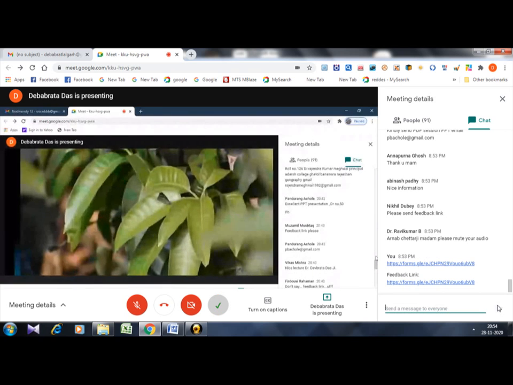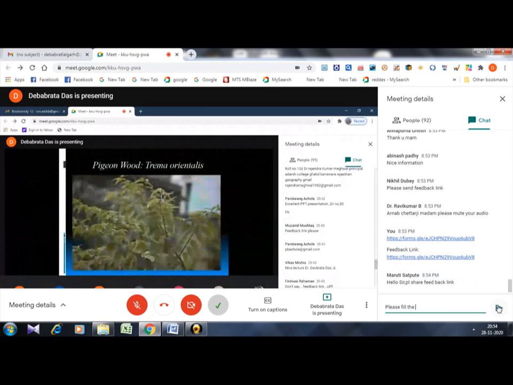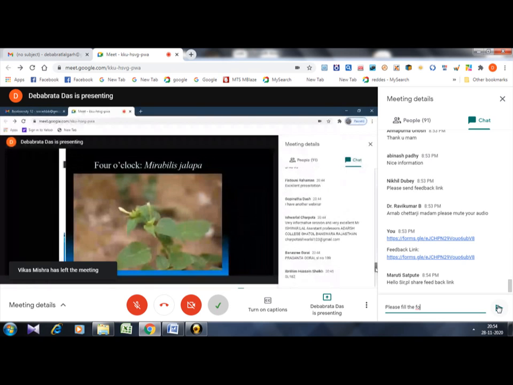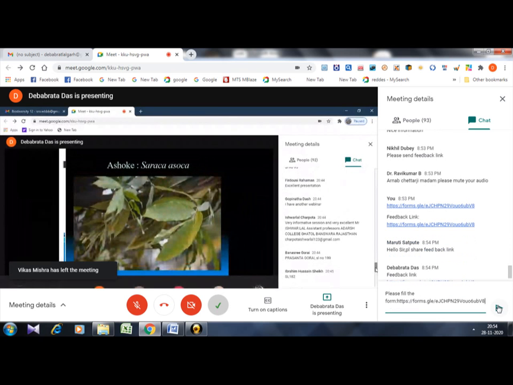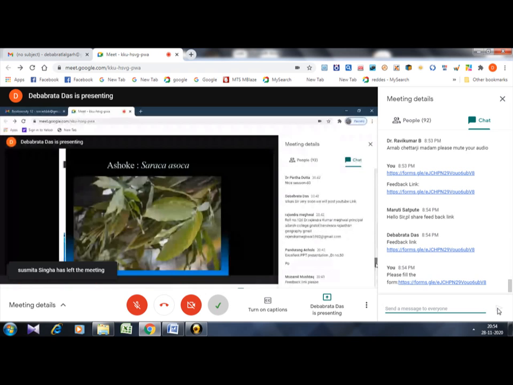Then China rose, again Hibiscus rosa-sinensis. Then pigeon wood, Trema orientalis. Then Mirabilis jalapa, four o'clock plant. Then Saraca asoca, Ashoka. It hosts the common cerulean and oakblue, and those butterflies sit on this plant. Then Shahadevi, then this Brazilian tree.